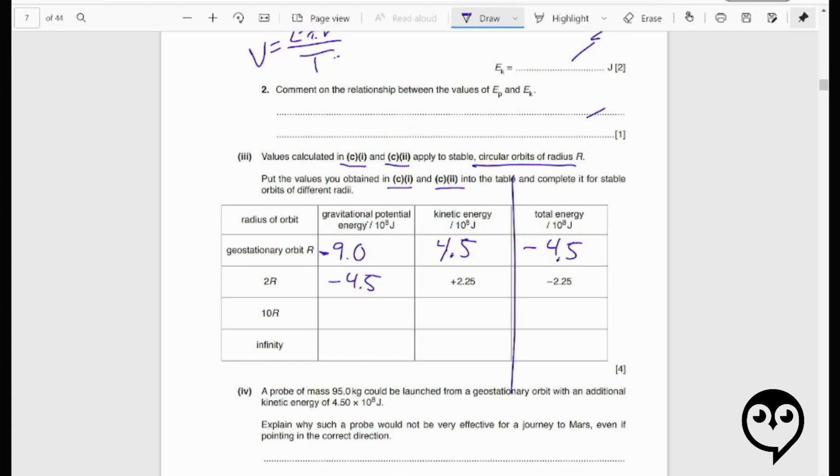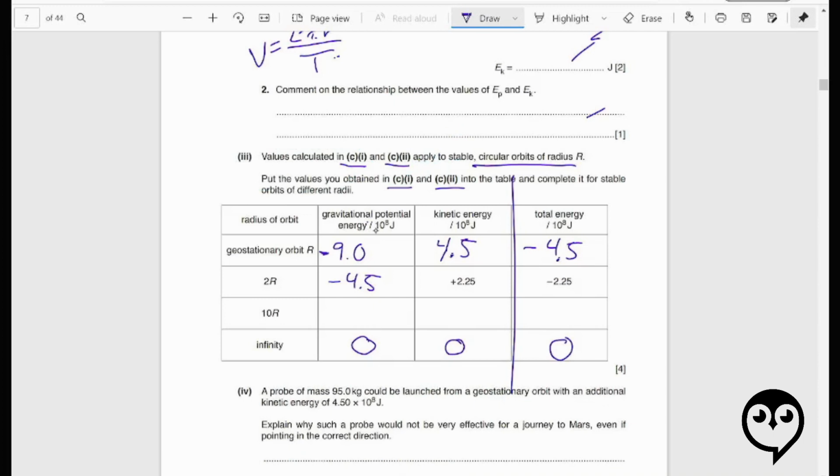Right, what happens with this bit? Now, from infinity, what would we expect the gravitational potential energy to be? It's gone up to 0, hasn't it? And we've also just gotten enough speed to escape this, and so we would have 0 kinetic energy just at infinity away, and so that would be a 0, okay? And for the 10R, how are they expecting us to calculate this? There must be an easy way to do this.